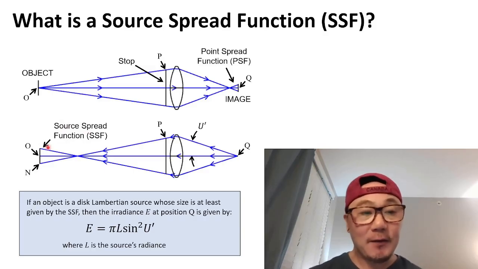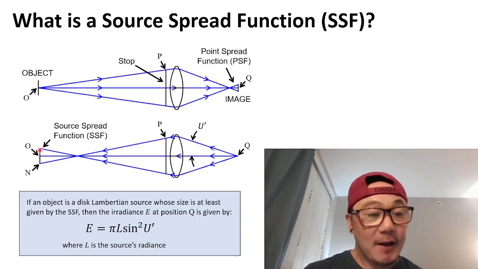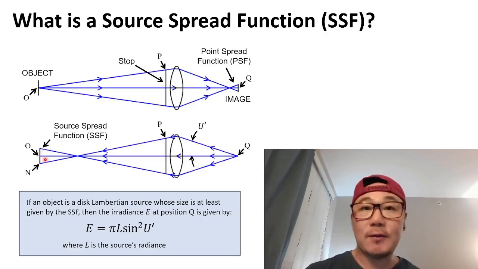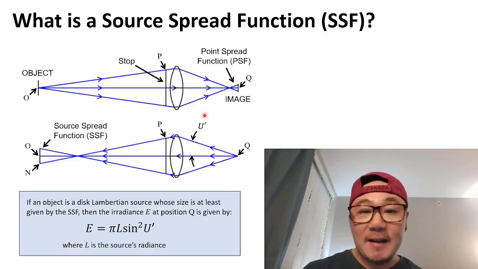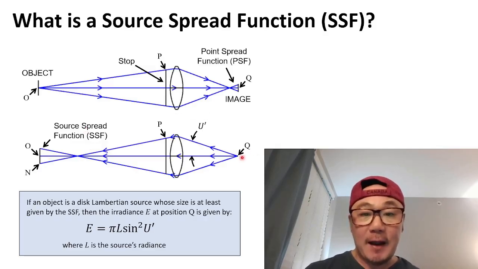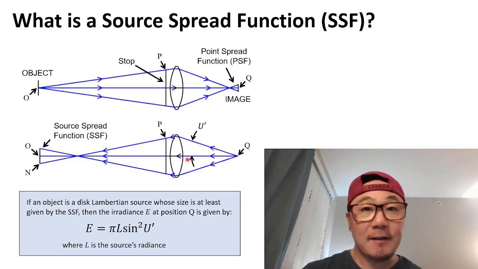Okay, so several things. First of all, the significance of the source spread function is that if the object is a disk Lambertian source whose size is at least the size of the source spread function, then the irradiance, the flux per unit area at point Q here in the image, is given by a formula in radiometry that normally assumes that the lens is an ideal lens, which is an aplanatic lens, which is a lens that has no spherical aberration and no coma.